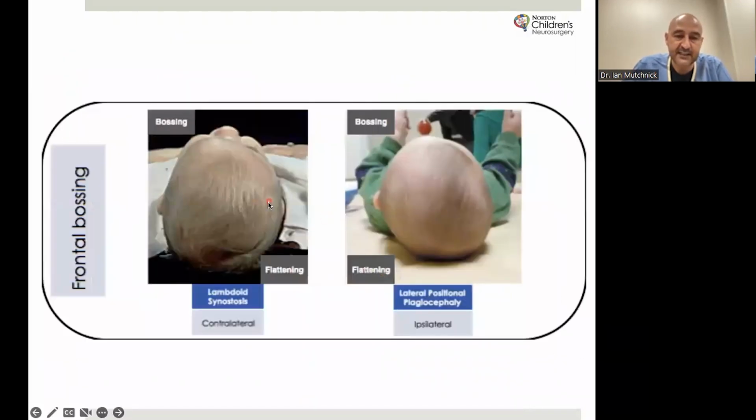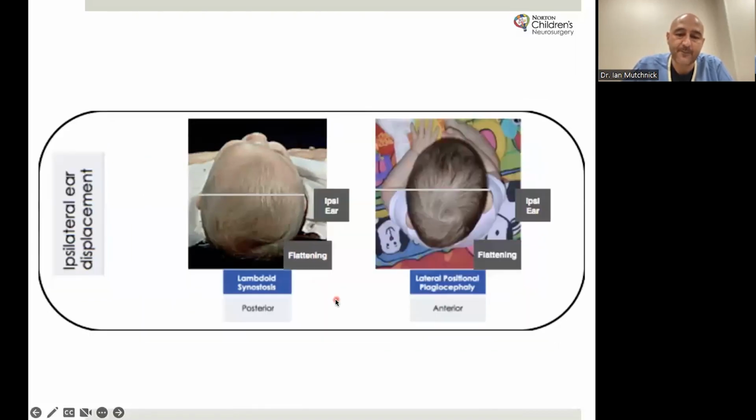We're looking at the head, lambdoid synostosis. It's flat over here, and it's a contralateral bossing. Here, it's flat here, and it's an ipsilateral bossing. With a lambdoid synostosis, there's flattening here, and this ear is behind this guy. Here, it's flattened here, and this ear has been moved forward. Again, it's a time pressure curve, and it's just how long he was laying on that side and how much deformation did translate through the skull from back to front.